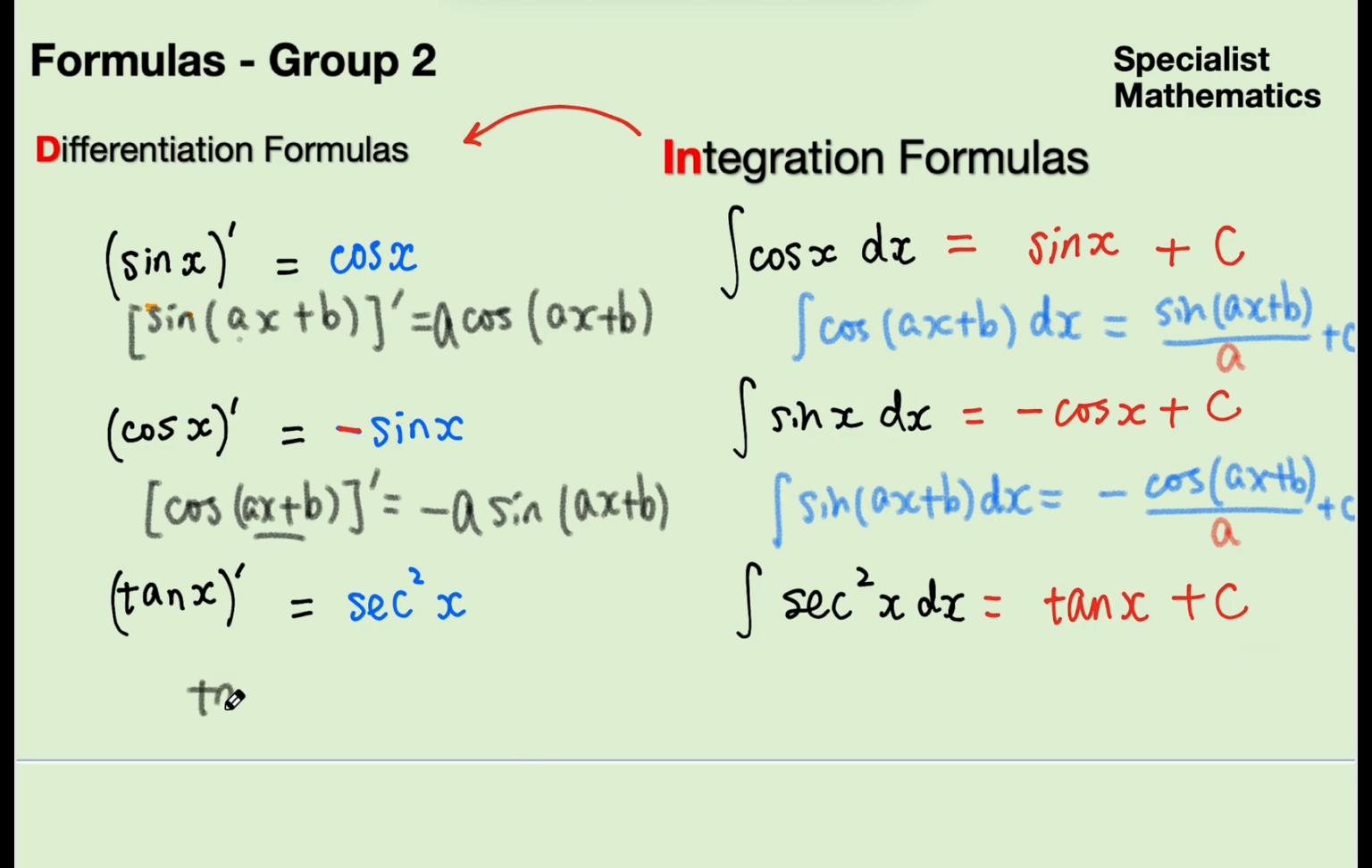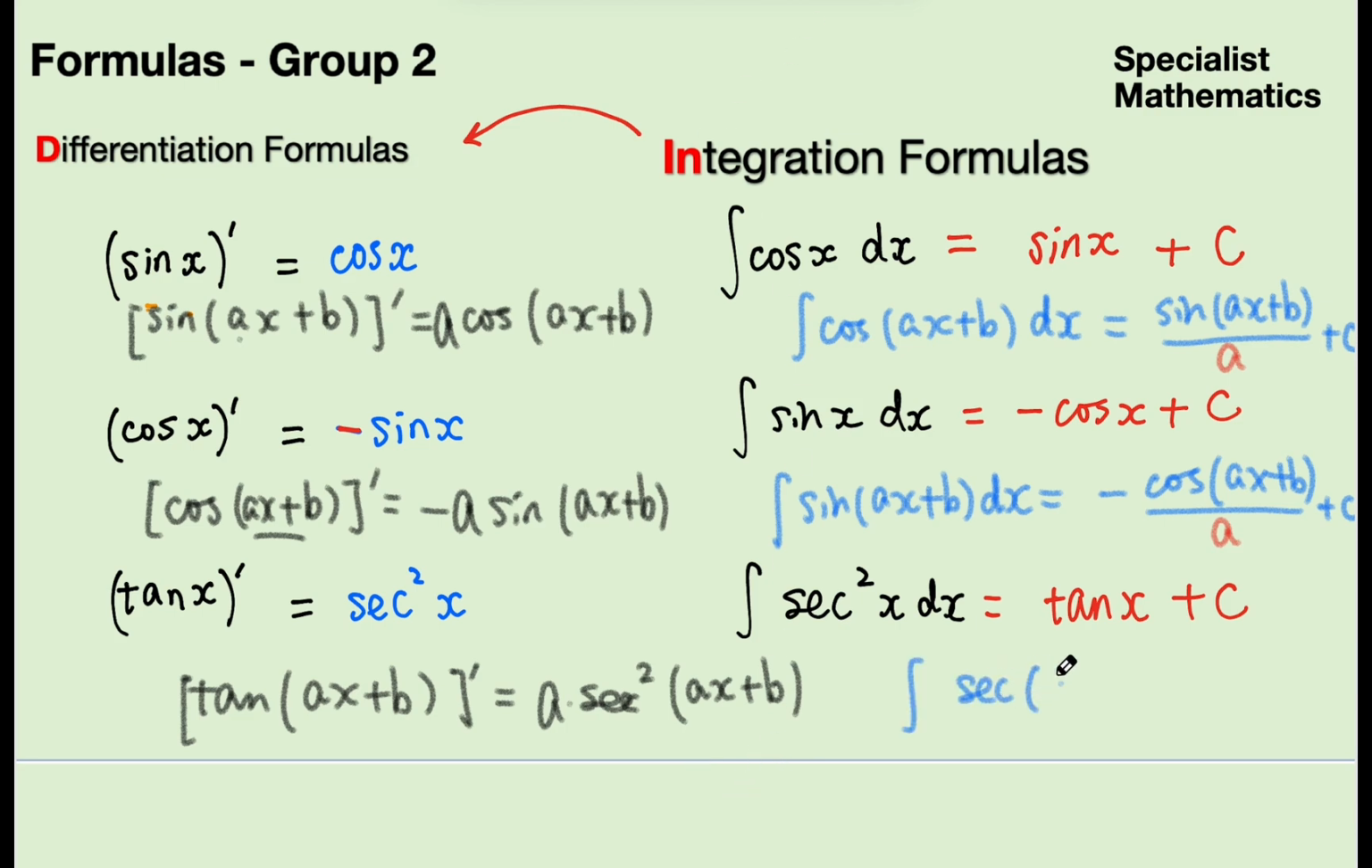For tangent x, we will have tangent ax plus b. The derivative will be sec squared ax plus b. Then we have a multiplied to it. If we have sec squared ax plus b with respect to x, the result will be tangent ax plus b. Then we are going to divide this one by the coefficient of x, which is a. Finally, add the constant c.